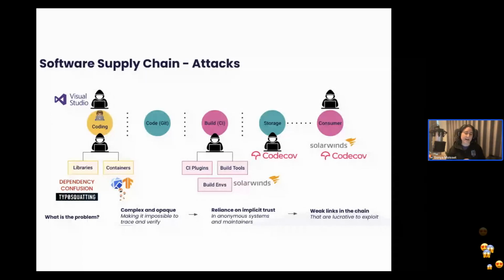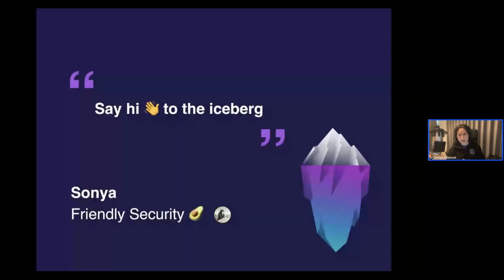So let's try to understand how this is possible, and let's say hi to the iceberg. Let's all say hi. I want to see wavy hands and emojis in the chat. If you're still confused by that statement, let me explain it to you.